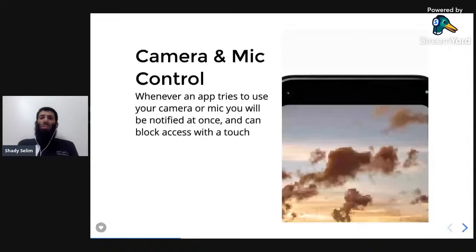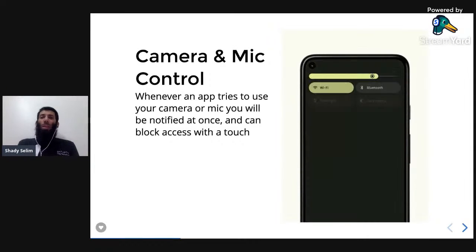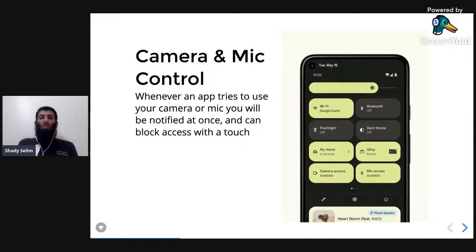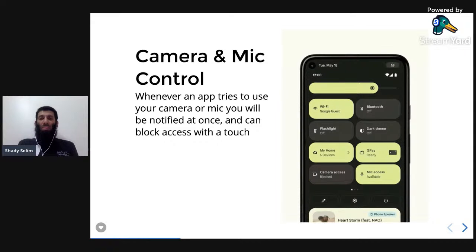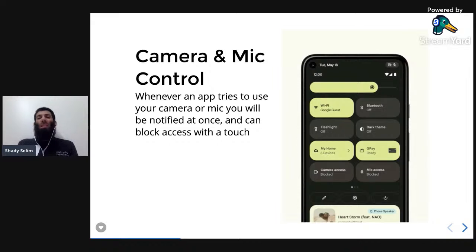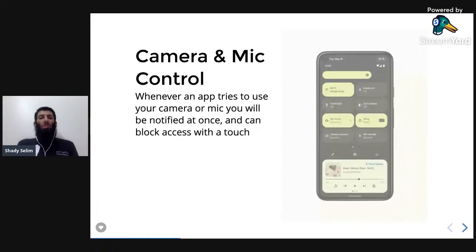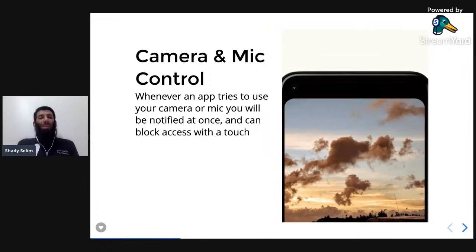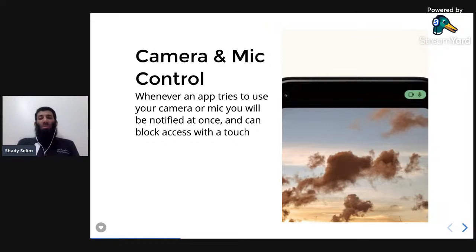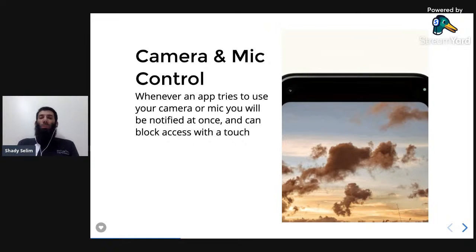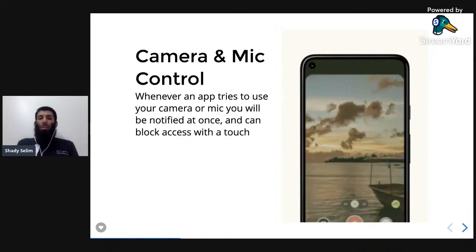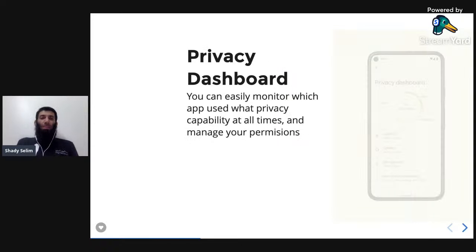If you don't, you can very quickly slide down your message center and then click on camera access and mic access and block their access. Just as easy as a click. So it's only a click away. Whenever an app tries to use your camera or mic, you will be notified at once and can block access with a touch. Great.